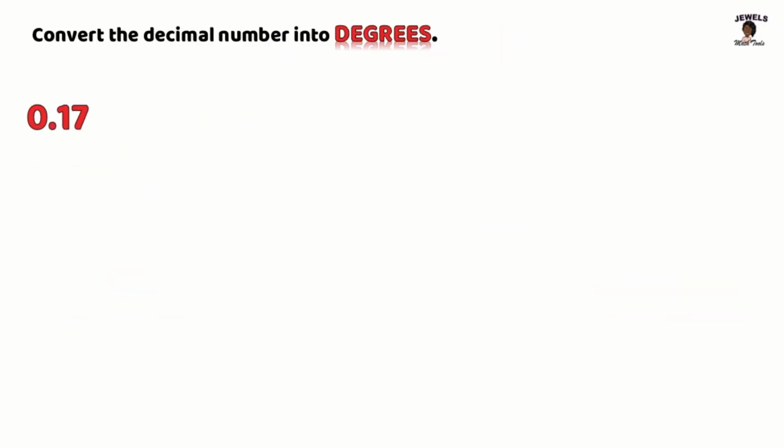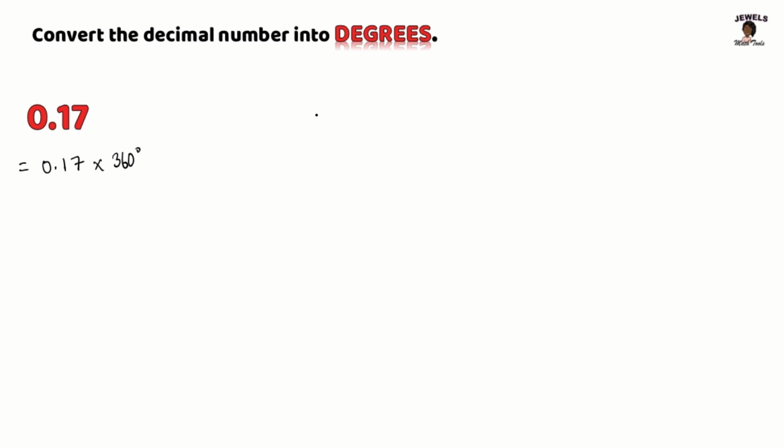In our first example, we're going to be converting 17/100ths into degrees. Now, the one thing you must remember is that whenever you are converting a number into degrees, you are multiplying that number by a revolution. And remember that a revolution measures 360 degrees. So we're multiplying our decimal number, 0.17, times 360 degrees.